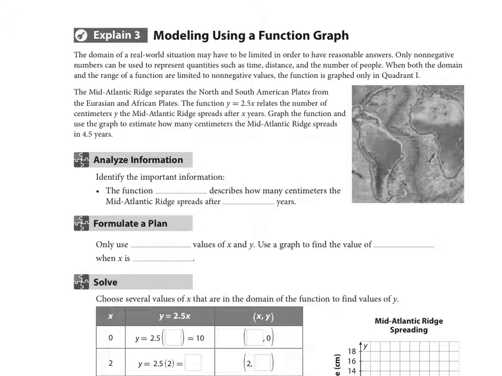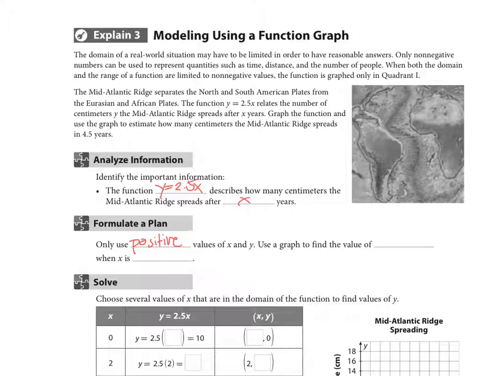It says graph the function and use the graph to estimate how many centimeters the Mid-Atlantic ridge spreads in 4.5 years. Now the good thing is on a calculator you can find the exact value. Here we're just estimating using the graph that we're going to generate. So the function y equals 2.5x describes how many centimeters the Mid-Atlantic ridge spreads after x number of years. Here we want to only use positive values for x and y, because again, x here is years. We can't have a negative number of years. We just want positive numbers.